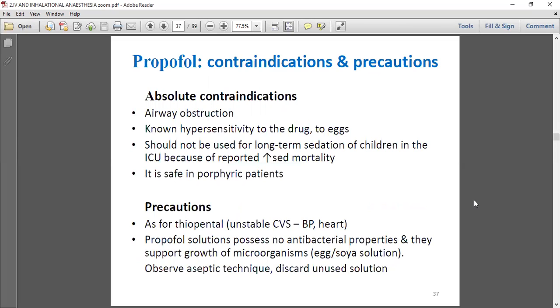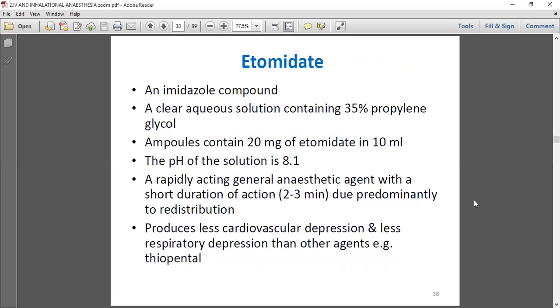Propofol solution possesses no antibacterial properties and supports growth of microorganisms, because it contains eggs and soya beans in the solution. So observe aseptic techniques and discard unused solution. Because if you don't, the patient might actually end up with sepsis, because they promote bacterial overgrowth.